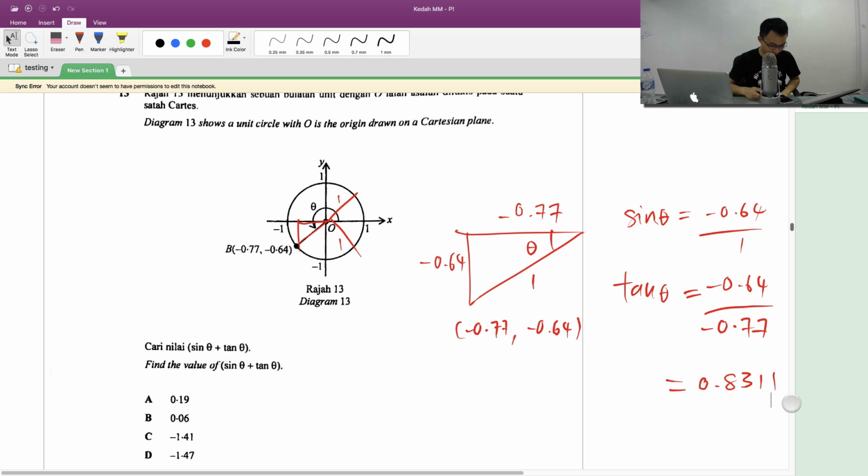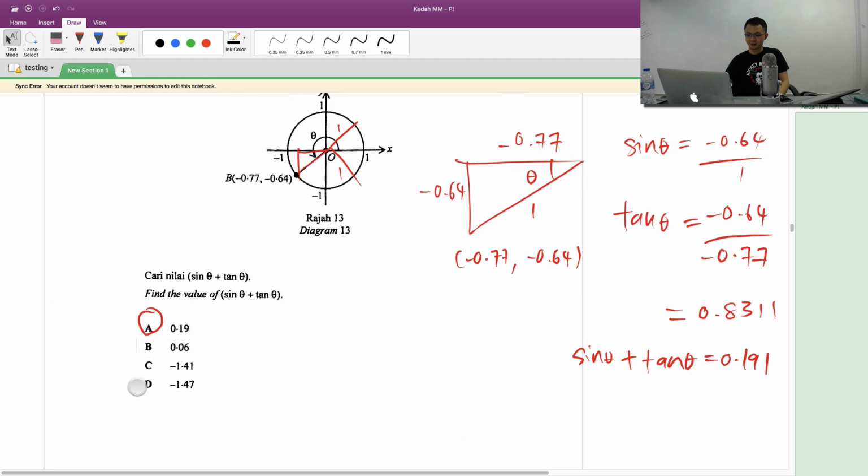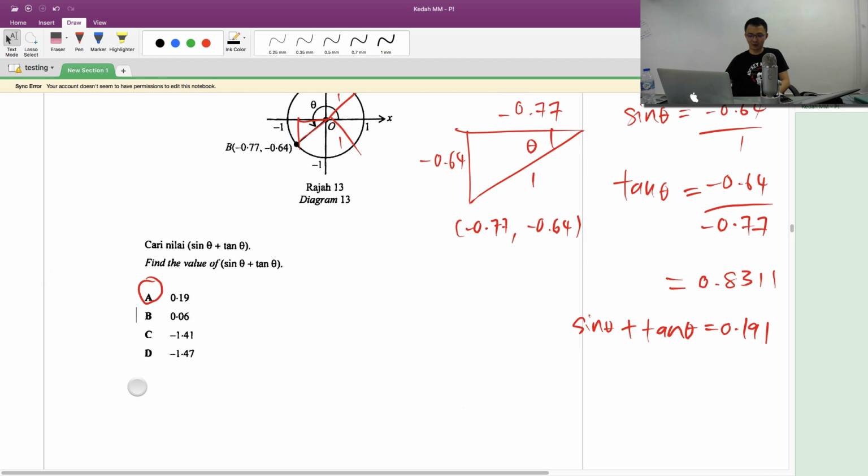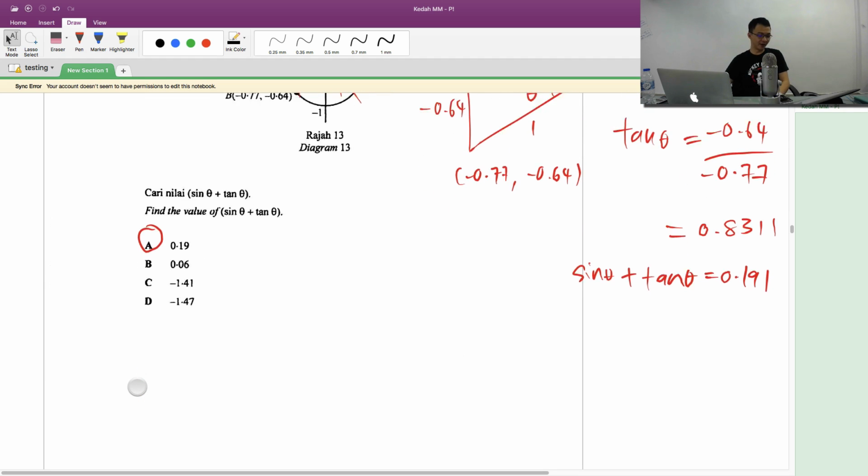0.8311, 64 divided by 77, and then minus 0.64. Oh yes, I actually get the correct answer. I mean, I use sine angle plus tangent angle equals to 0.191. So the closest one is A. Yeah. Because just now I was trying to find 191, I skipped A.